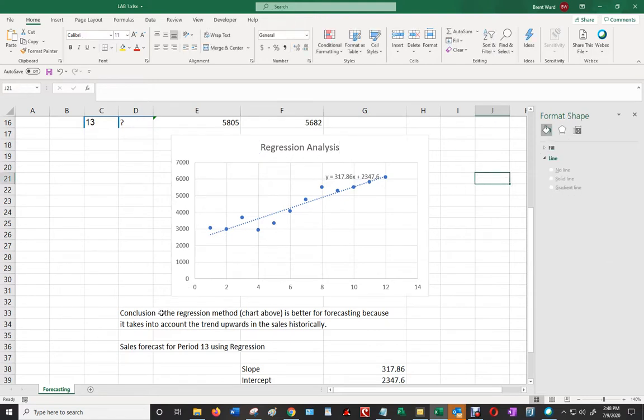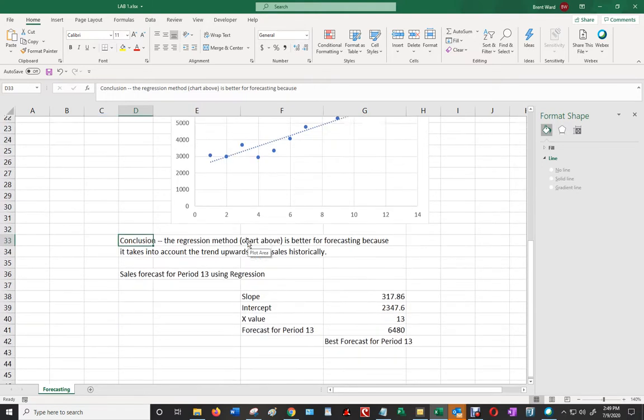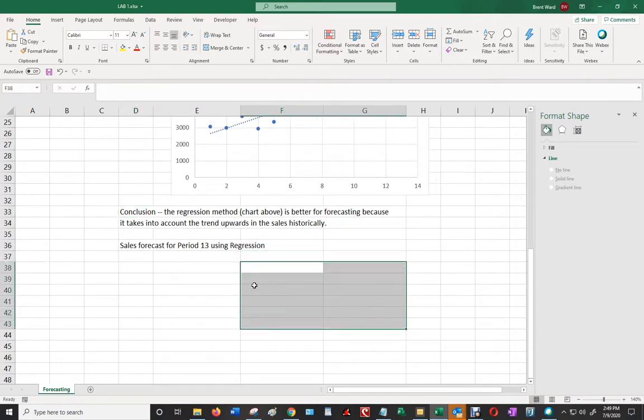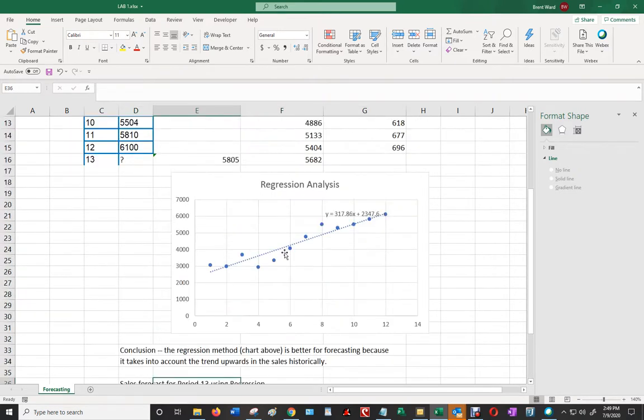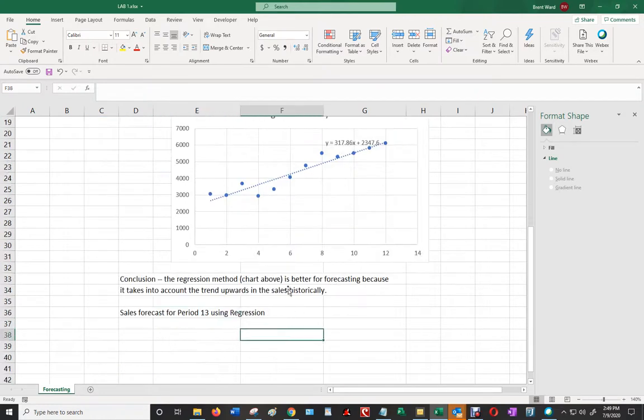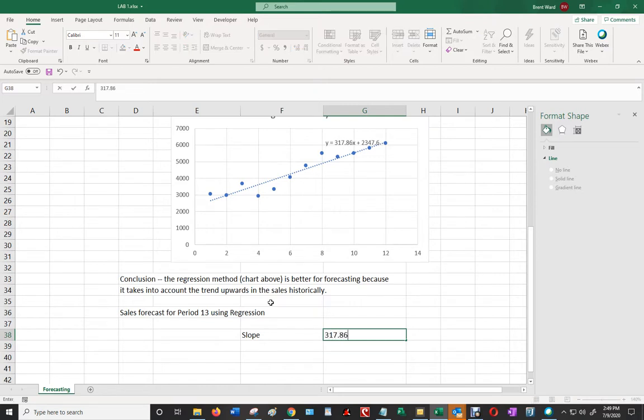Now the next thing you want to do, I just wrote this in here. The regression method is better for forecasting because it takes into account the upward trend in sales historically. Then I'm going to do a sales forecast for period 13 using regression, and the way I do that is I use this regression equation line. The slope is equal to the value that's right before the x, 317.86. The intercept is this value right here, 2347.6.